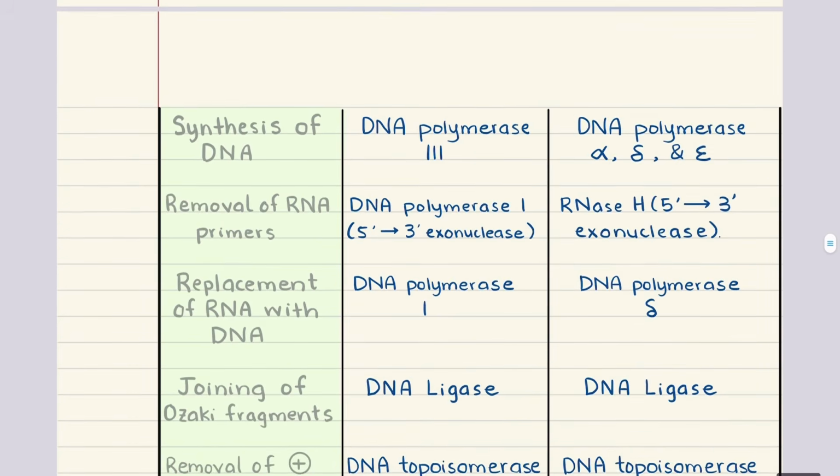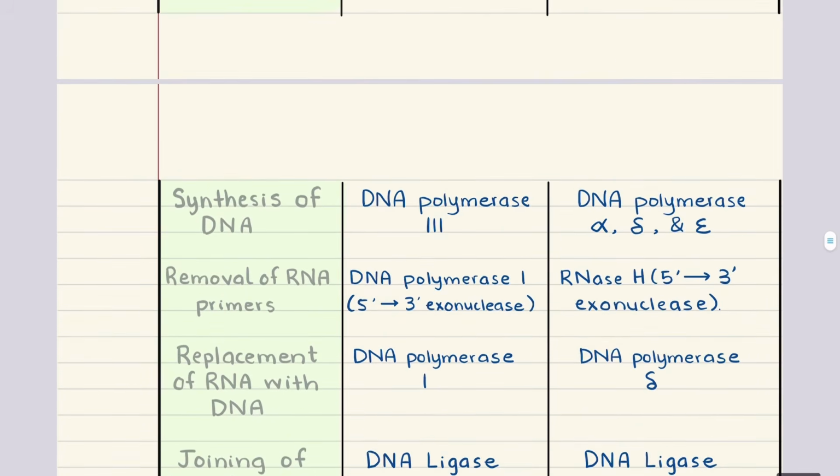In prokaryotes, this job is carried out primarily by DNA polymerase III. In eukaryotes, there are multiple polymerases that are involved. The most important are DNA polymerase alpha, delta, and epsilon. Now, as the new DNA is being synthesized, the RNA primers that primase lays down need to be removed. So in prokaryotes, DNA polymerase I is going to do that job. It's going to remove the RNA primers using its 5' to 3' exonuclease activity.